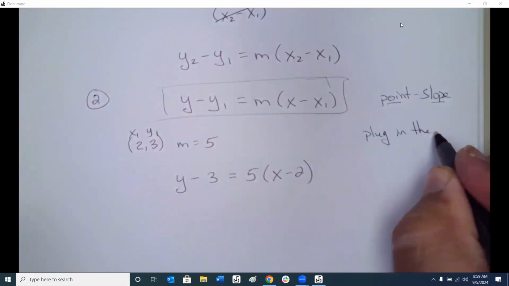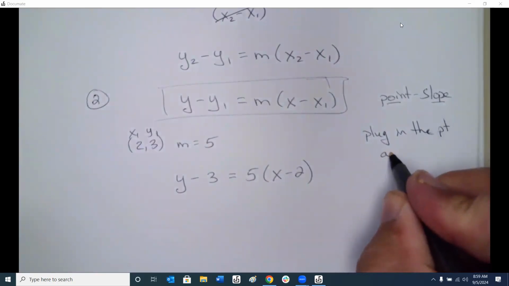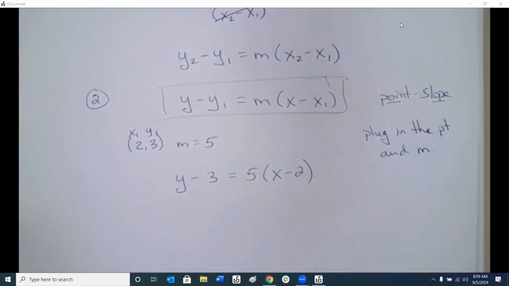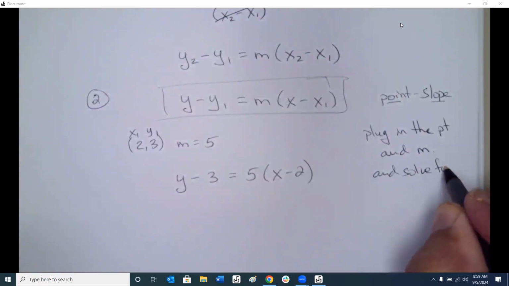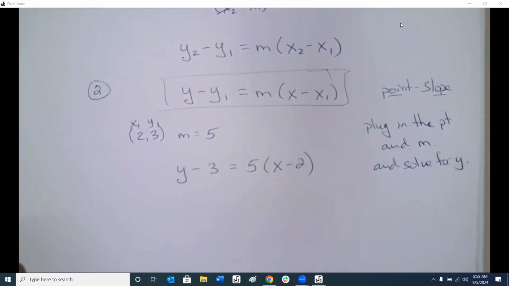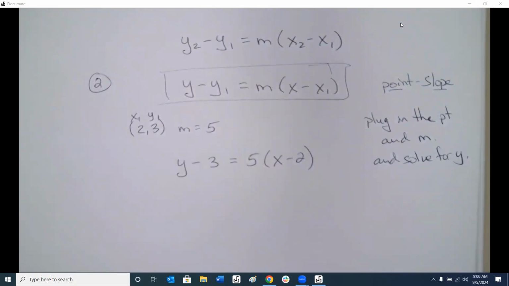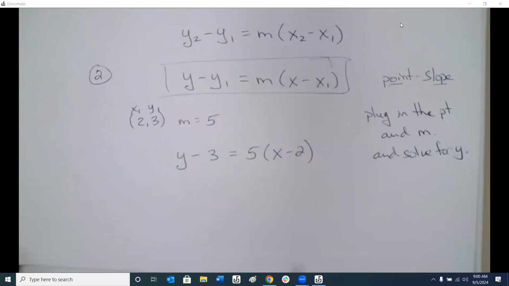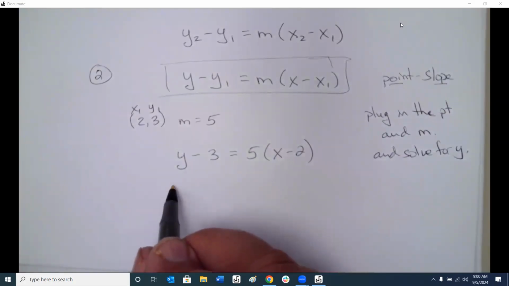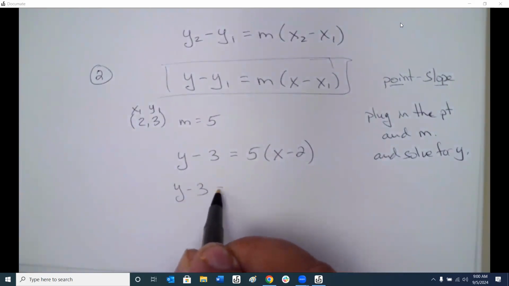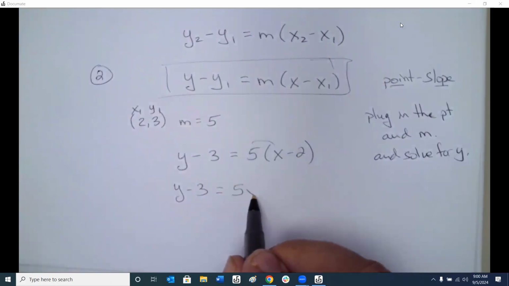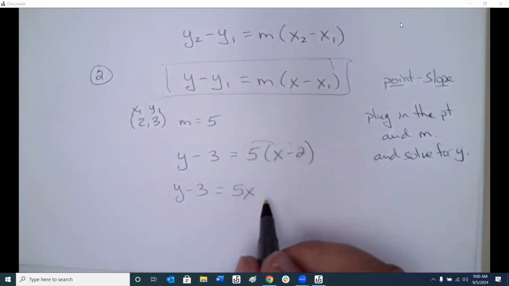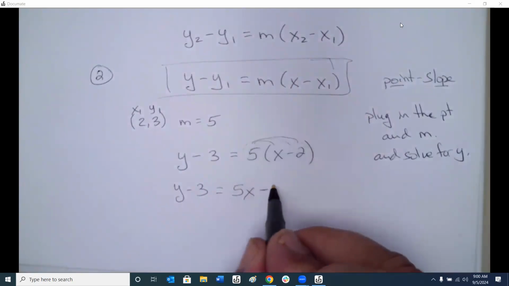Plug in the point and slope and solve for y. So we have y minus 3. We have to get rid of the parentheses. So we distribute 5 times x is 5x. Positive times negative is negative. 5 times 2 is 10.